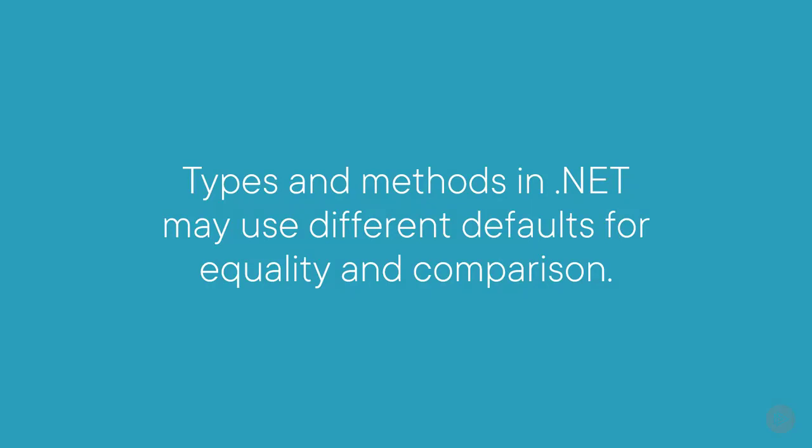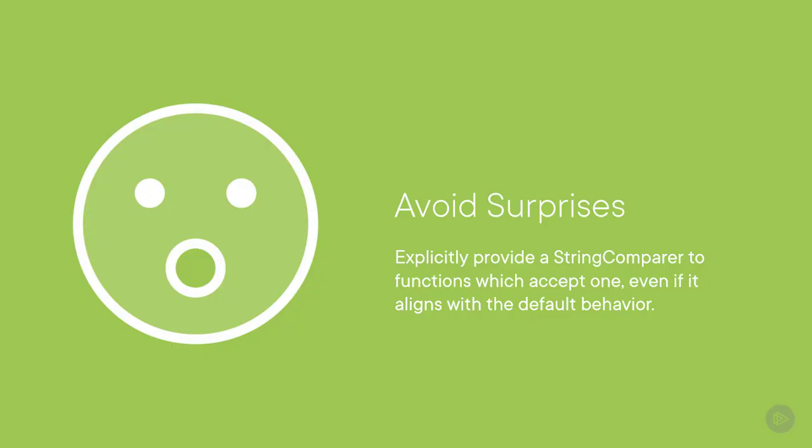The various types and methods in .NET may use different defaults for equality and comparison, and it's not always clear which comparer will be used in every case. As a rule, I recommend explicitly providing a string comparer to functions that accept one, even if you supply a value that aligns with the default behavior. In doing so, we avoid the risk of confusion and any future surprises.